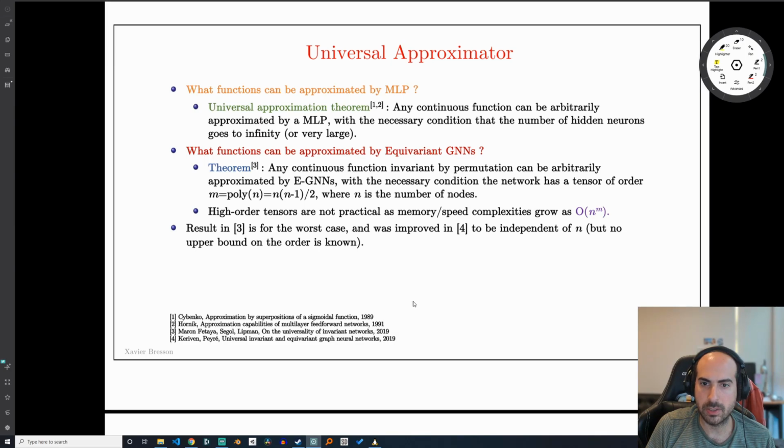So any continuous function invariant by permutation. Which papers do they use here? Theorem 3, on the universal approximation. So this is like Maron, Fataya. These guys seem to show up quite a bit. Any continuous function invariant by permutation can be arbitrarily approximated, with the necessary condition that the network has a tensor of order a polynomial of n, where n is the number of nodes. I see.